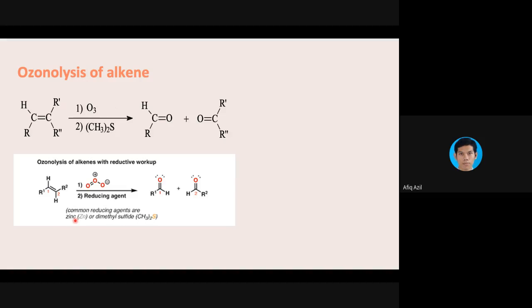So the product that you will obtain is both aldehydes and ketone. You are going to get both because a cleavage happens in the middle. It's like this structure of C will be cut in half. So you are going to end up with both aldehydes and ketone.